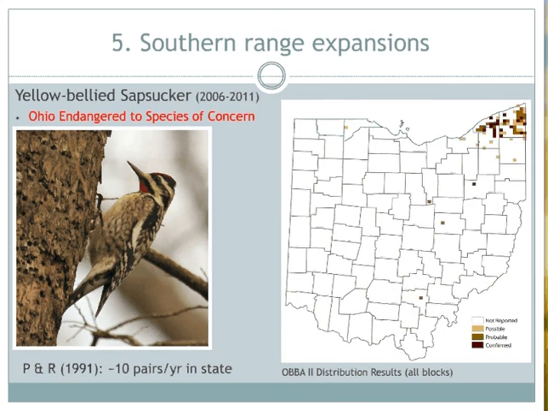If we take a look at all block data, we can really see that there are a lot of blocks in that northeastern corner with Yellow-bellied Sapsucker and a lot of confirmations. During the first atlas, Peterjohn and Rice estimated that there were potentially only 10 pairs nesting in the state annually. And now we have blocks in that portion of the state with multiple pairs. So, a fairly large yet localized increase. And as a result, the species has been downgraded from Ohio endangered to a species of special concern.